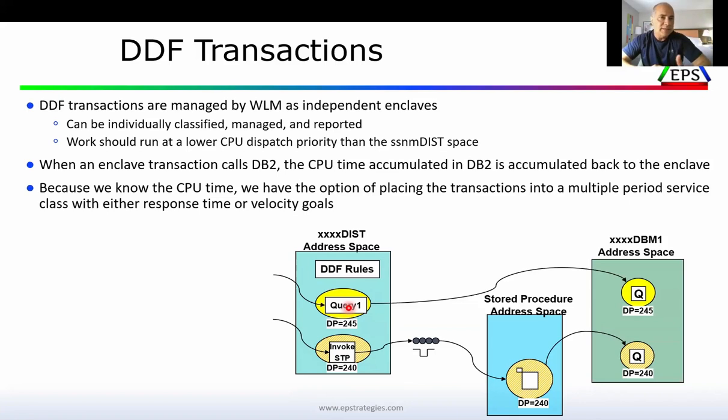And of course, when you're looking at these transactions in terms of response time, in terms of what kind of goal you want to give it, we are able to accumulate the CPU times, which means velocity goals as well as response time goals are valid for DDF transactions. But always understand what the transactions are doing. If you're doing a straight query to DB2, you might want to give those transactions a different response time consideration or a multiple period consideration than, let's say, if it's invoking a stored procedure. Just know that everything is accumulated back to the enclave and not to the address spaces. And that's the key point here.